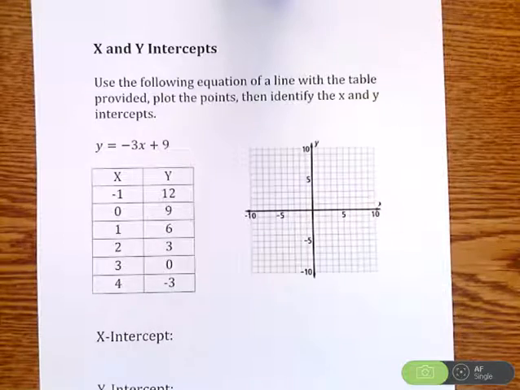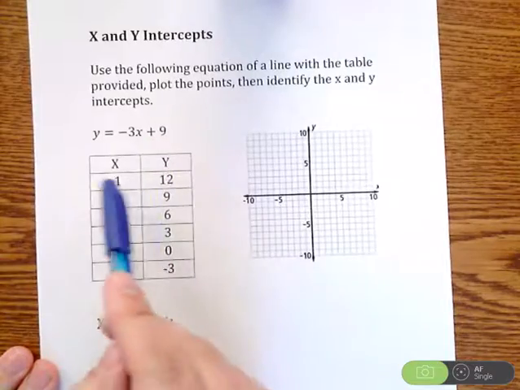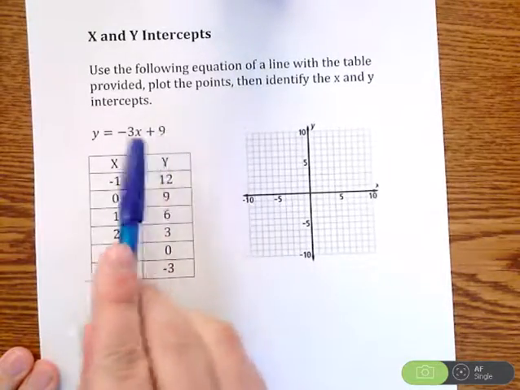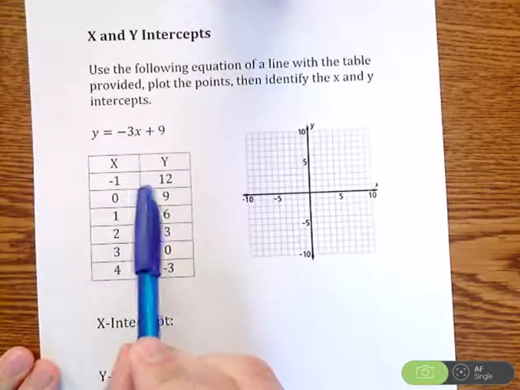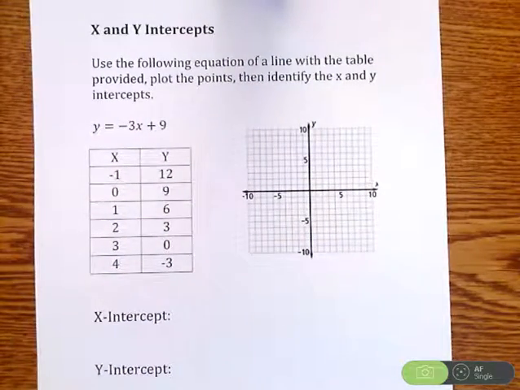So we're going to use the following equation with the table provided, plot the points, and then identify the x and y intercepts. Saving us some time here, I have an equation. Here's a table of values generated from this equation. What I'm going to do is plot these points, draw the line, and then we'll talk about x and y intercepts.